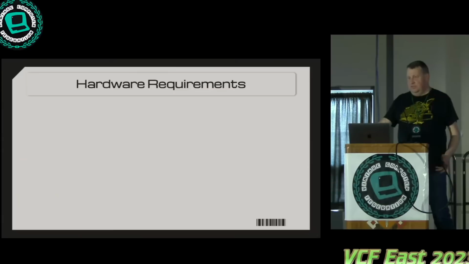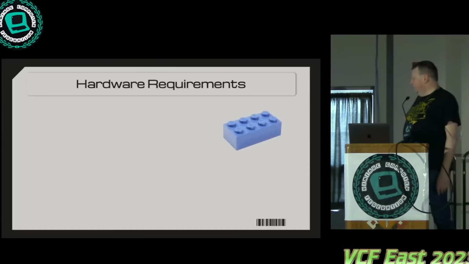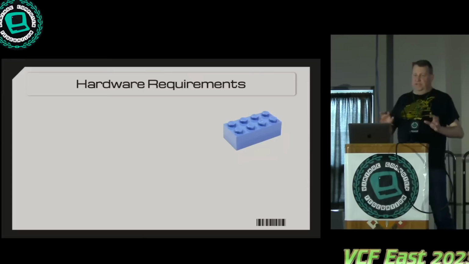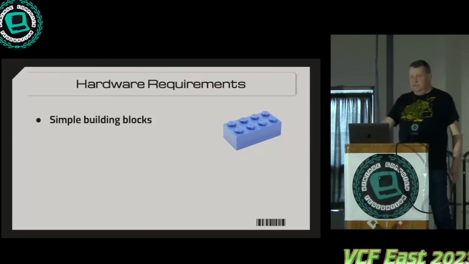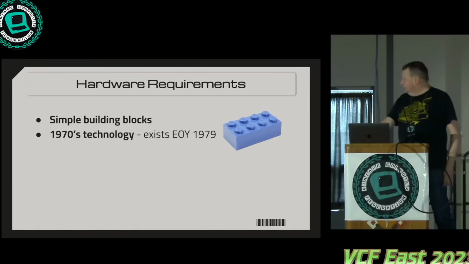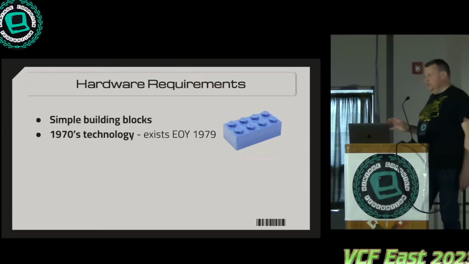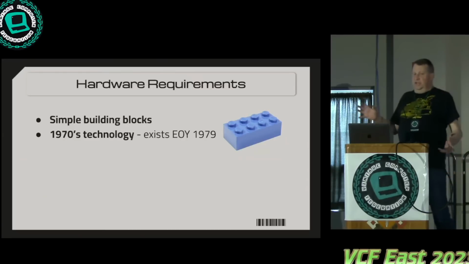So the hardware requirements for this. Basically, I wanted to build something with just basic building blocks, the simplest building blocks, basically the simplest TTL chips. But I wanted to stick with 70s technology, because when I was first working on this in the early 80s, that was what was available. So no FPGAs or anything. I just wanted to keep to that time frame.